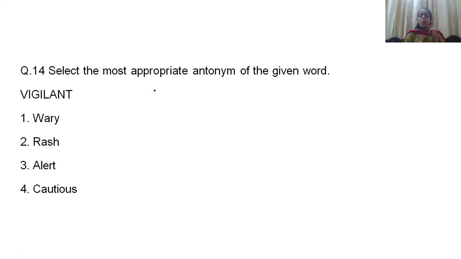Okay. Question number 14, select the most appropriate antonym of the given word. Students, focus over here because a lot of students don't read the questions properly and they write the synonyms. But you have to focus on what they're asking you. Whether they are asking you the opposite of the given word or the similar word of the given word. Vigilant. First of all, you should know the meaning of vigilant. Vigilant means to be very cautious, to be very alert. So definitely cautious and alert cannot be the opposite. Wary and rash. Rash means in a reckless way or in a careless manner. That is the correct answer. So rash is going to be the correct antonym of the word vigilant.